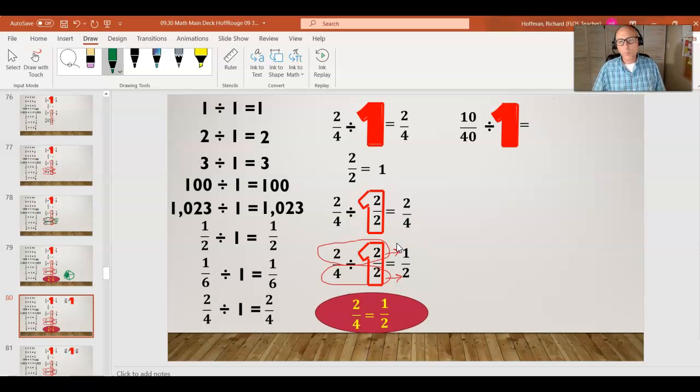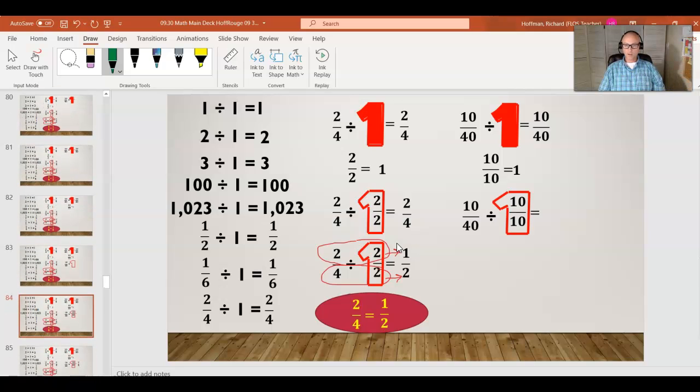So let's go with this. 10/40 divided by 1. You could probably tell where I'm going with this, right? It's 10/40. But we also know 10 over 10, 10 tenths, is equal to 1. Let's plug in the 10 tenths there. Because 10/40 divided by 1 is 10/40.